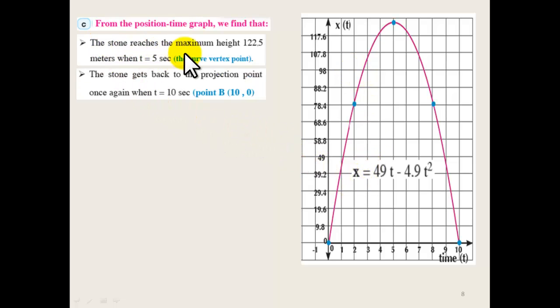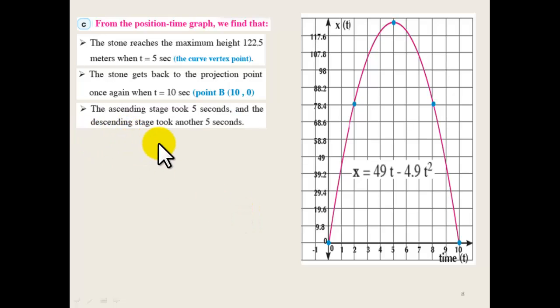So the stone reaches the maximum height, 122.5 meters, when t equals 5. The stone gets back to the projection point once again when t equals 10 seconds. The point B is (10, 0) here.